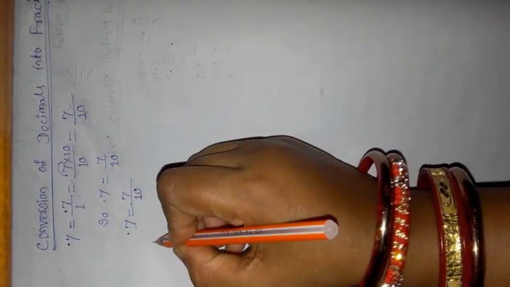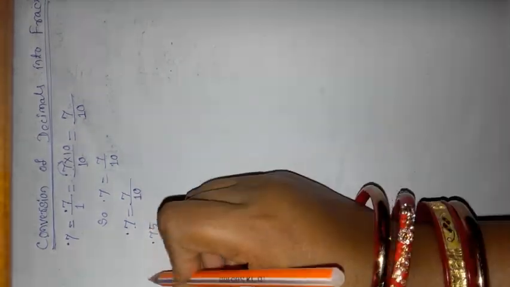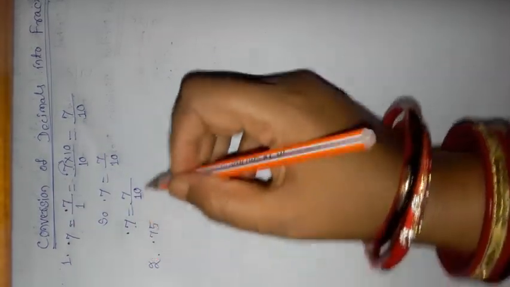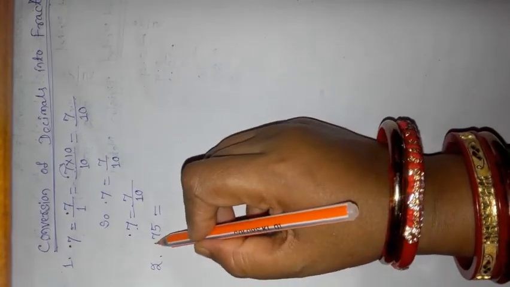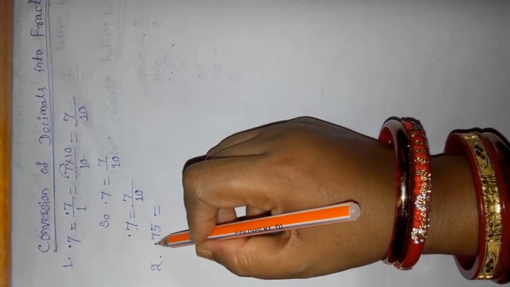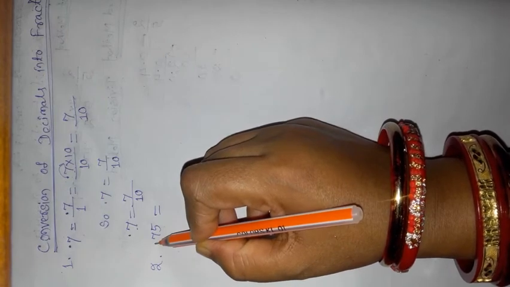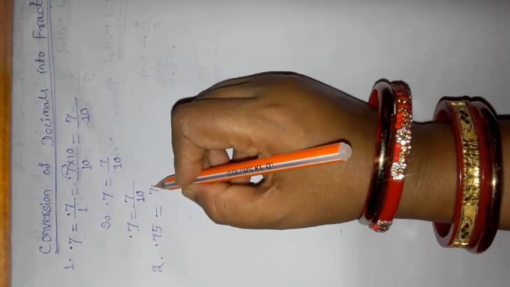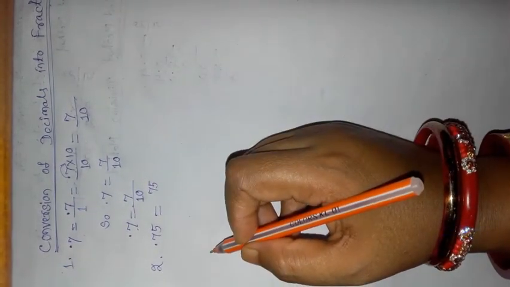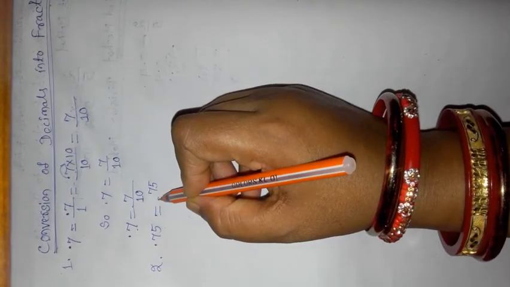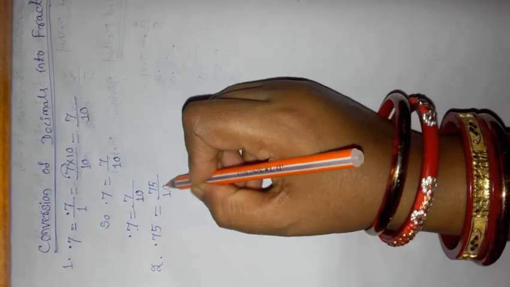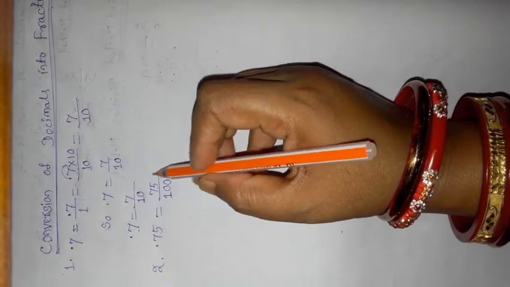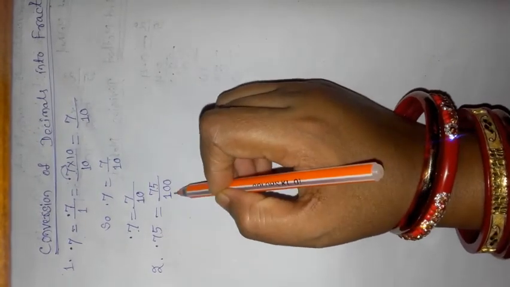Take another example, 0.75. Here, how many digits or how many places are there after the decimal point? There are 2 places. So, write down the digits without the decimal point in the numerator and put 2 zeros in the denominator with 1. Or it is 75 by 100.